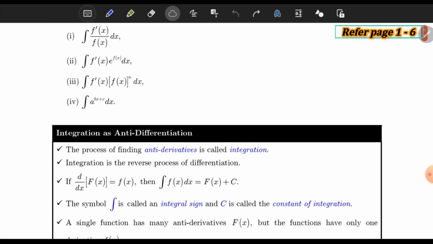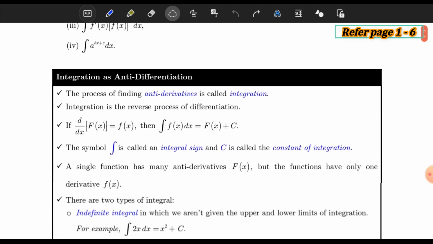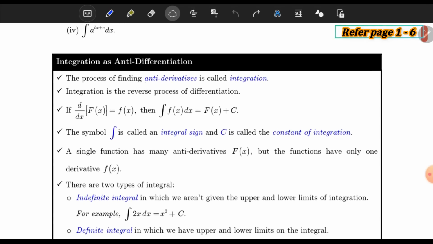The first part is integration as anti-differentiation. The process of finding antiderivative is called integration. Integration is the reverse process of differentiation. If d/dx of F(x) equals f(x), then integrate f(x) with respect to x equals F(x) plus c. Okay? And this symbol is called an integral sign, and c is called the constant of integration.